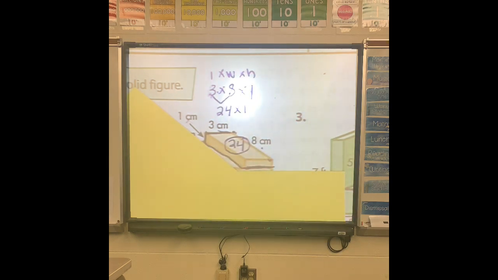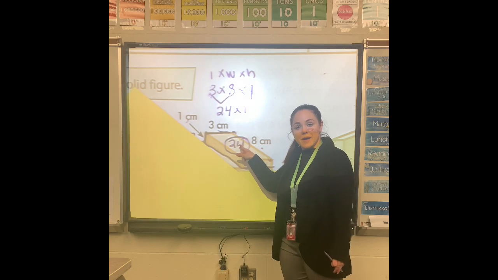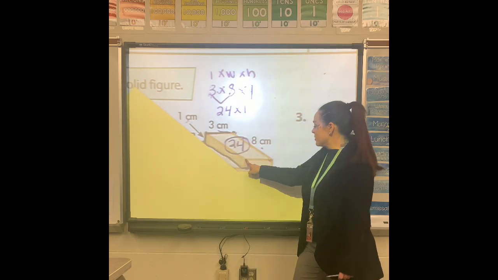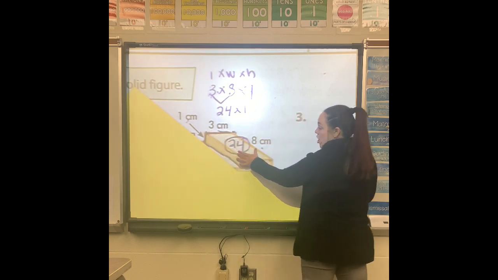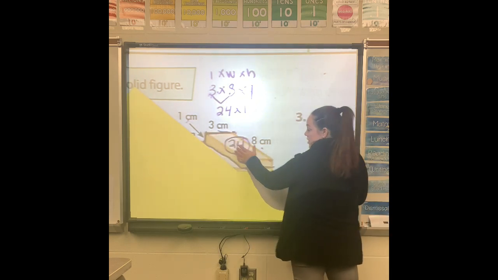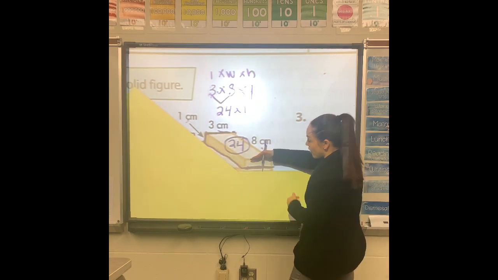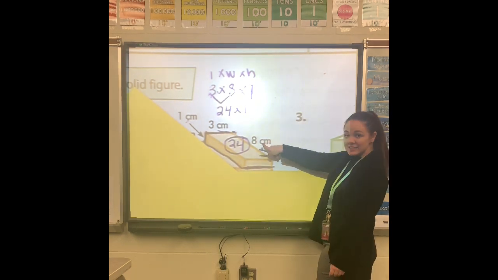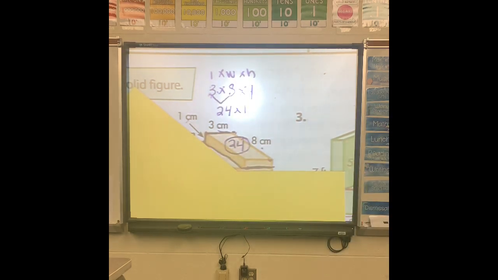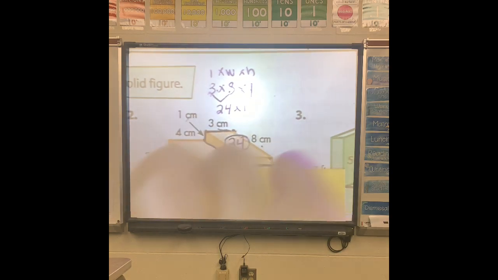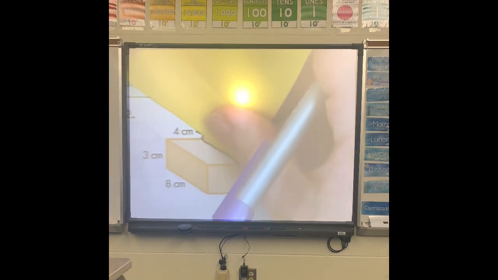What I told the students to do is to write the volume of that shape inside of that box so they don't forget. I showed the kids that this is 3, so all of this is 3. From left to right is 3, front to back is 8, and bottom to top is 1, and I got 24. Now I'm going to cover up all of my other pieces. I'm going to cover up this top piece.